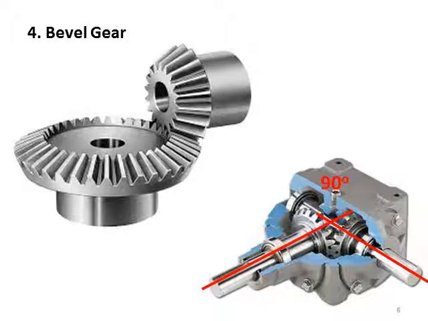Bevel gear is used where we have to transmit power at 90 degrees. So the axes of both the gears, the driver gear and the driven gear, are at 90 degrees to each other. They are intersecting each other at 90 degrees, and the teeth are on the conical surface.